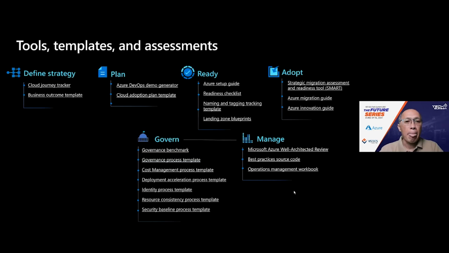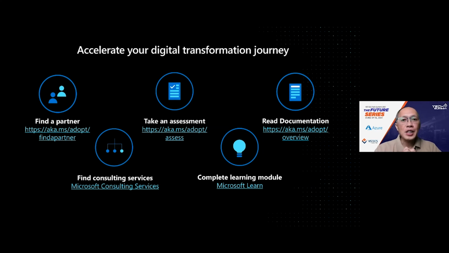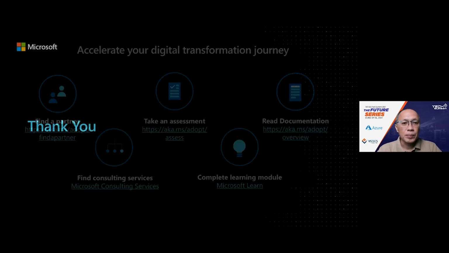Okay, so accelerate your digital transformation journey. You can find a partner. Of course, you can talk to VSTECS over here running this event. You want to see where you are right now? Why don't you take your own self-assessment over here? Use this link. You can read some documentation on how to adopt. If you want to make use of Microsoft Consulting Services, there's a link here, right? If you want to learn more about the Cloud Adoption Framework, you just go to this link. Okay. So basically, with that, that ends my presentation.